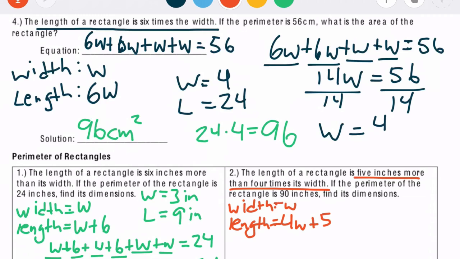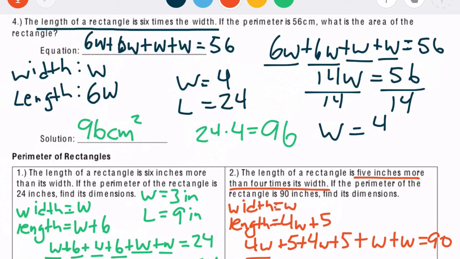So you need to make sure you set up your width and your length correctly. Your length is in terms of the width. And then remember, you just need to account for all 4 sides. So right there on my screen I have both of my lengths, but I don't have my widths yet, which I'm now writing down. So right there I have all 4 sides represented, and it equals 90, and then we're just combining like terms. So 10W plus 10 equals 90.